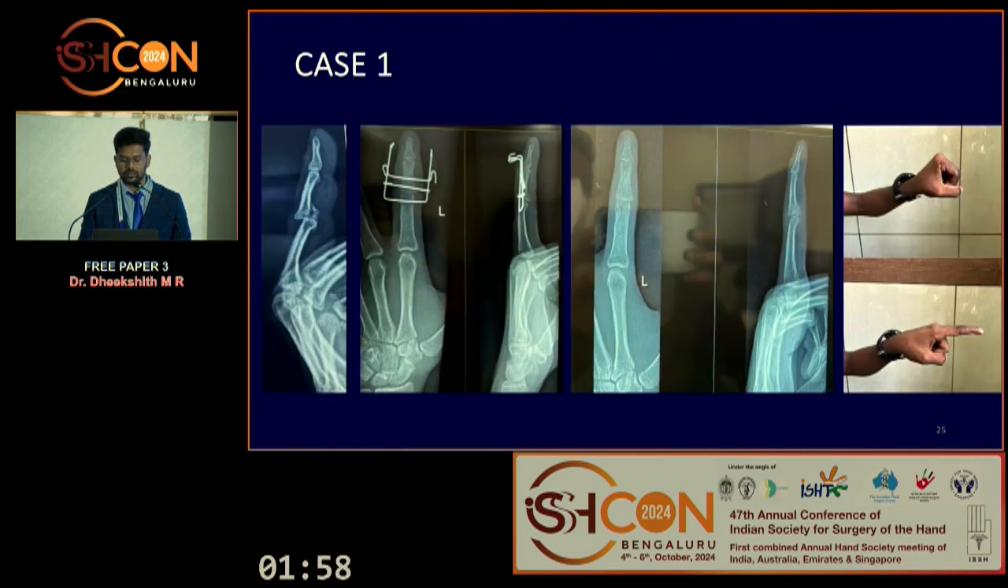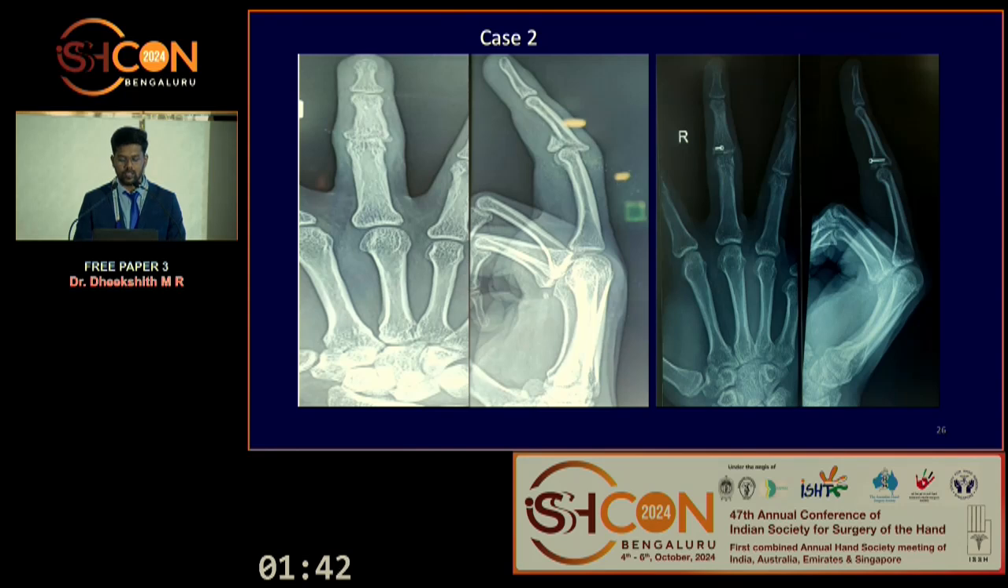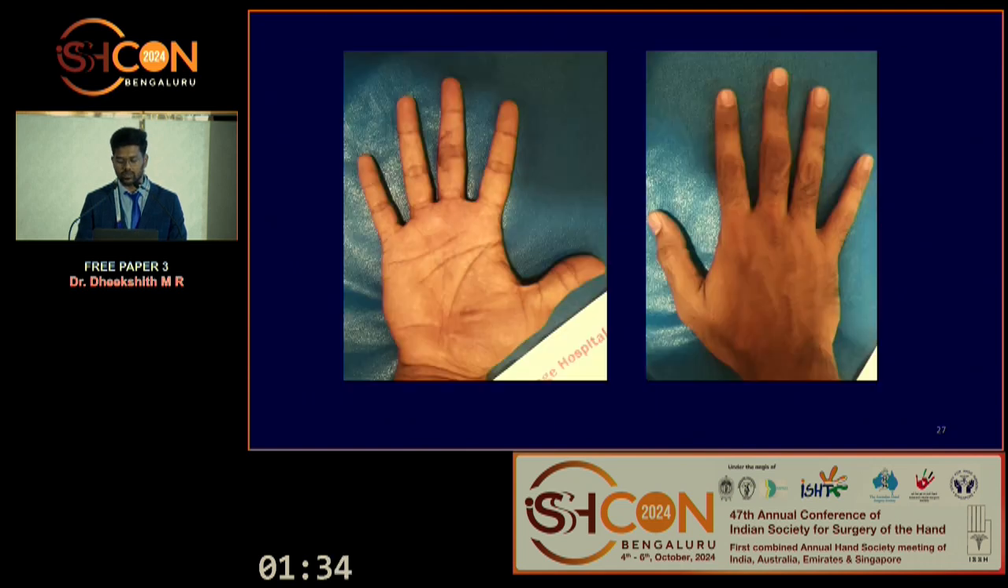This is one case with a volar base fracture with dorsal dislocation, where we had done the Suzuki frame. This is the 3 months X-ray, which showed complete union with almost 90 degrees of range of motion. And this is one more case where the articular surface involvement was more than 20%. We had done ORIF with mini fragment screw fixation.